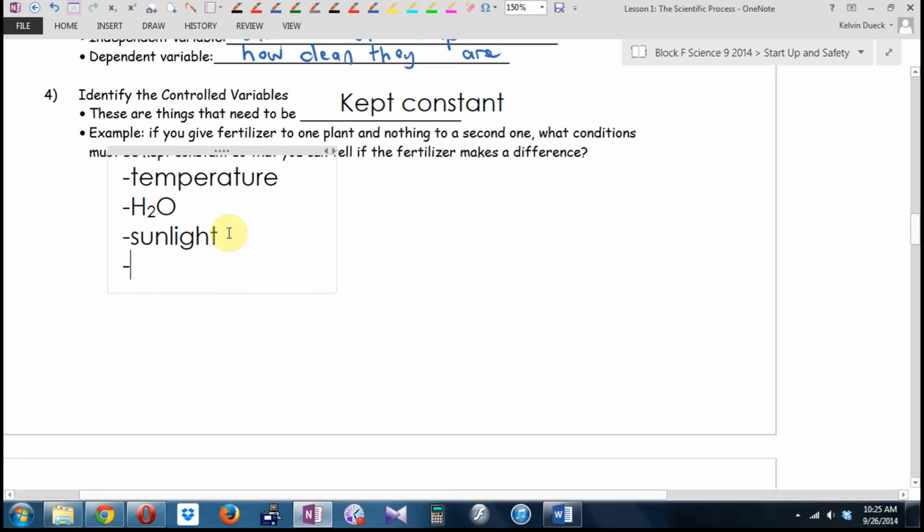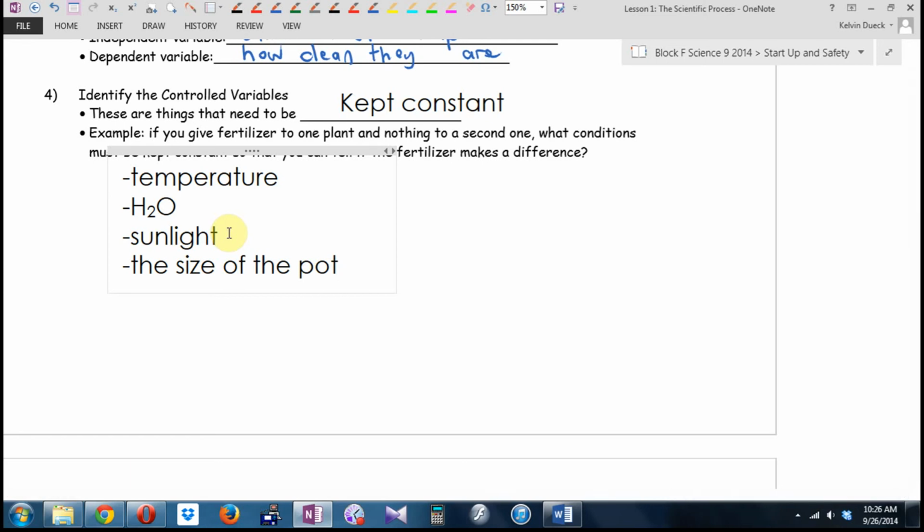You know what? If you were really wanting to do this, I think even the size of the pot for each one, if you had one in a big pot and one in a small pot, maybe the bigger one was able to grow because it had more room. I don't know. Type of soil. You'd want to probably take the same bag of soil, shake it, and then split it in half, and then you'd probably have the same type of soil.